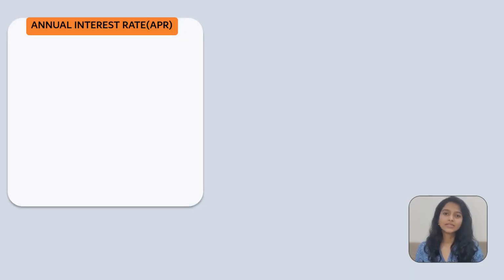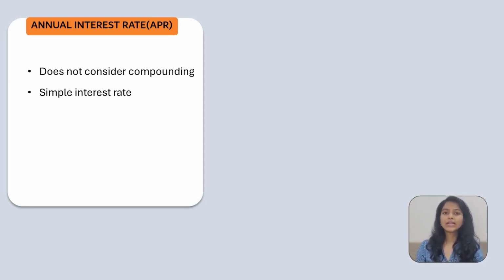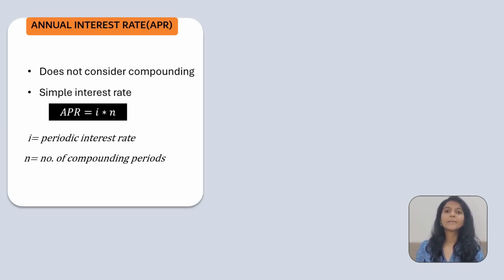So annual percentage rate is the interest rate without considering compounding. Basically a simple interest rate. It's calculated as periodic interest rate multiplied by the number of compounding periods.